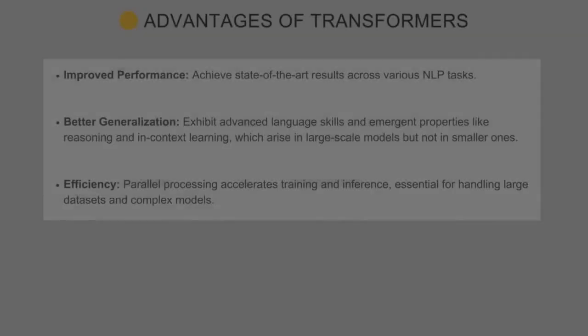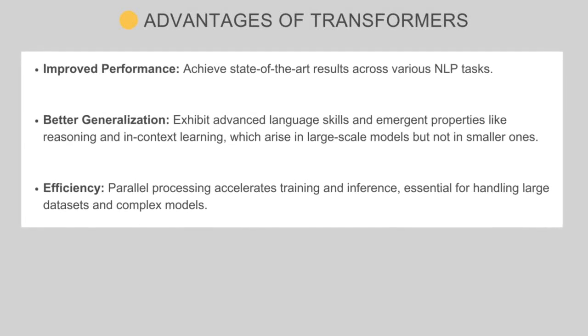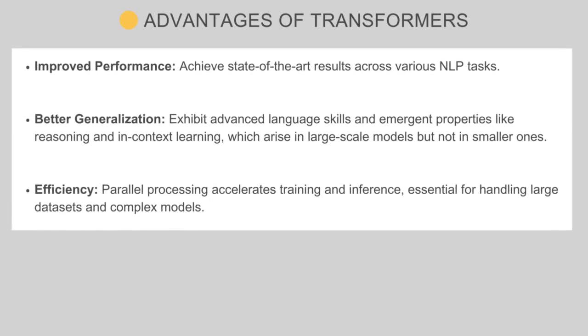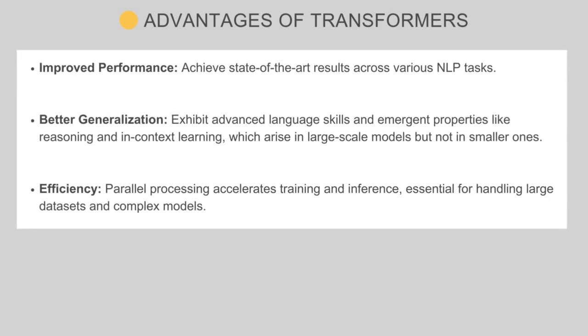Okay, so what are the advantages of transformers? Well, improved performance. Transformers achieve state-of-the-art results across various NLP tasks. Transformers are better at generalization, so they show enhanced language understanding and generation capabilities, including emergent properties not seen in smaller scale models. Emergent properties in machine learning refer to unexpected capabilities or behaviors that arise in large scale models, such as reasoning or in-context learning, which were not explicitly programmed or observed in smaller models.